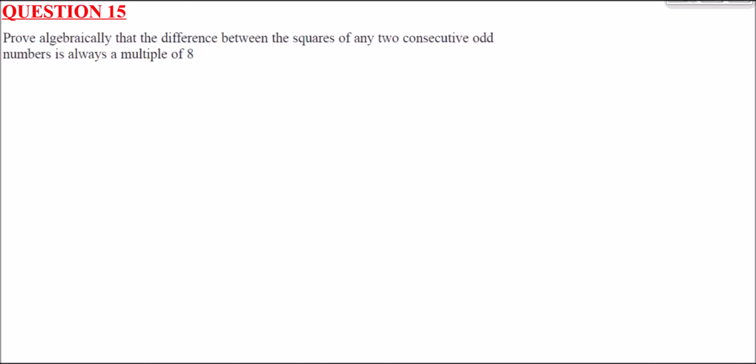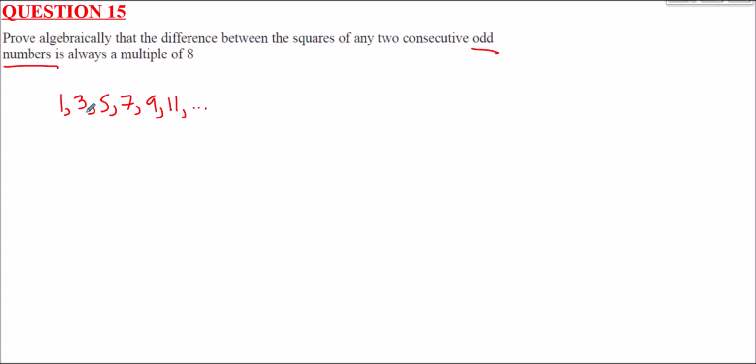Question 15. Prove algebraically that the difference between the squares of any two consecutive odd numbers is always a multiple of 8. So consecutive means next to, so it means one higher. So odd numbers are like so. Nothing we don't know already. 1, 3, 5, 7, 9, 11, and so on and so on.